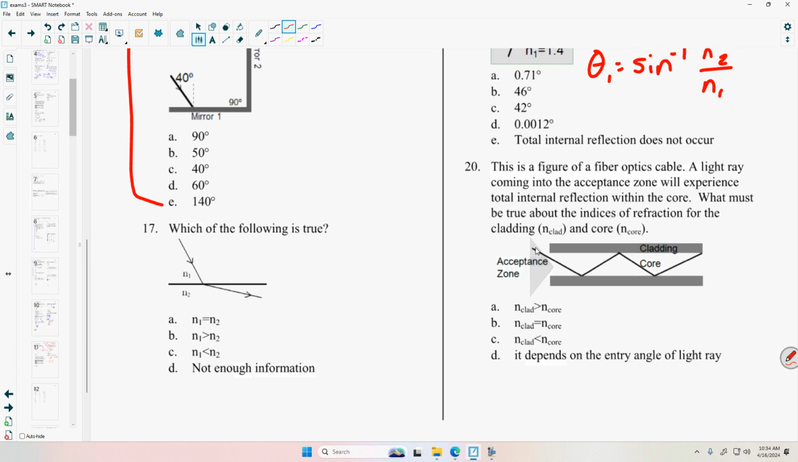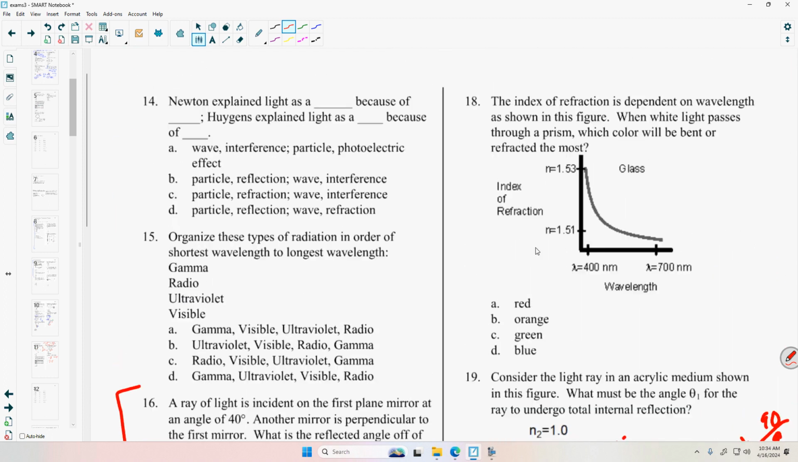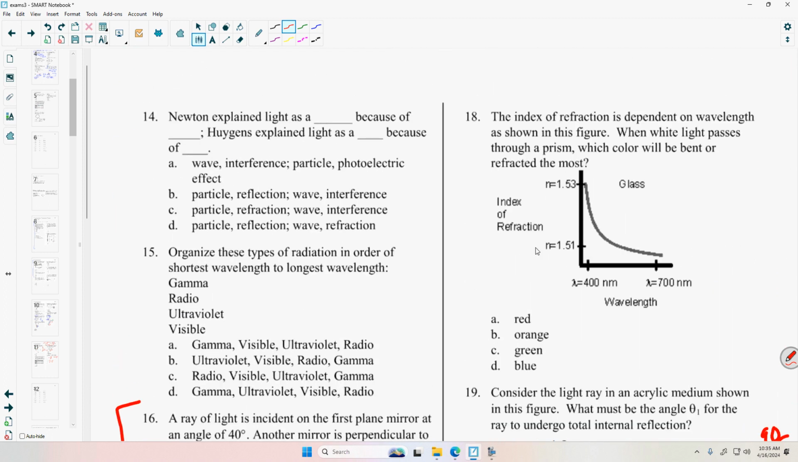Number 18 on this exam? I don't remember. Perhaps. But you do need to know the wavelength and the color. So the longer wavelength is the red light, the shorter wavelength is the blue light. That's what it's asking here. And so the color that would be bent or refracted the most is the one with the higher index of refraction. So that's the blue light.